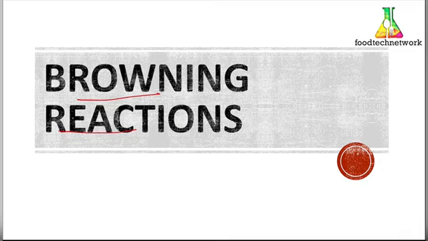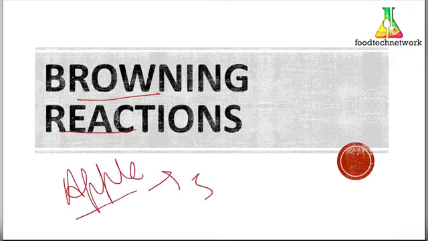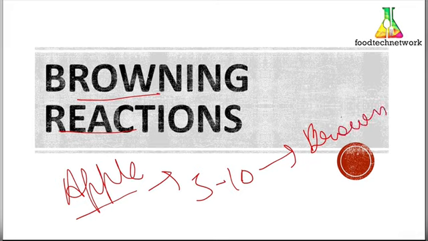So we have all come across browning reactions in our day-to-day life. The foremost example we have all seen is the apple. When we cut an apple and after 5 to 10 minutes, a brown pigment appears and we can see the apple turning brown. That brown pigment is due to browning reactions. So let us see what browning reactions are and what their mechanisms are.